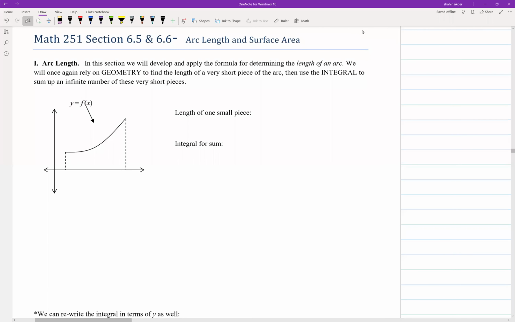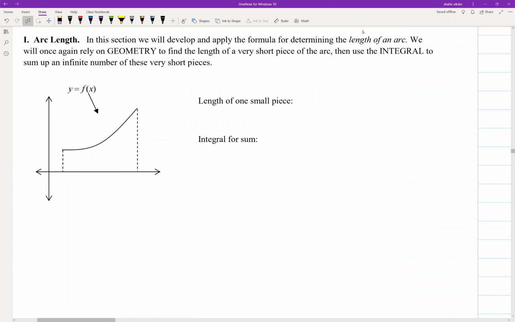Today we are going to talk about how you find lengths using calculus, how we talk about arc length and surface area. So first we are going to start off with arc length and how the formula is derived, and then we'll talk about surface area.